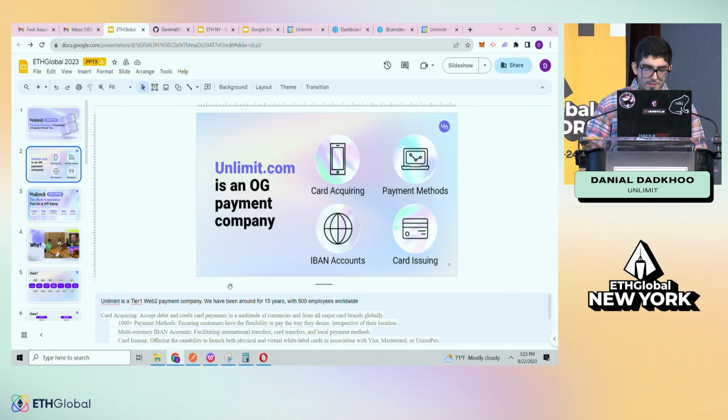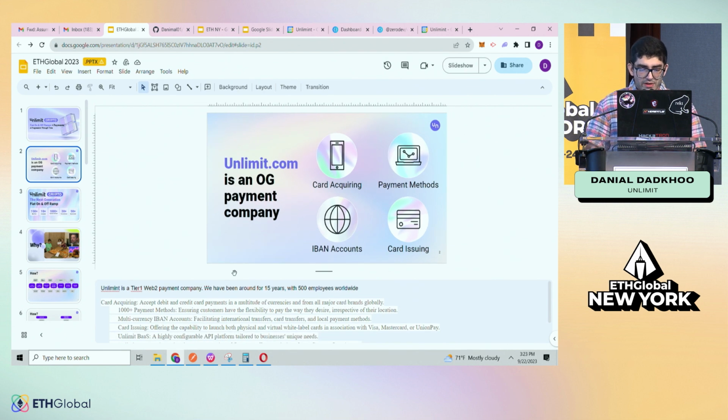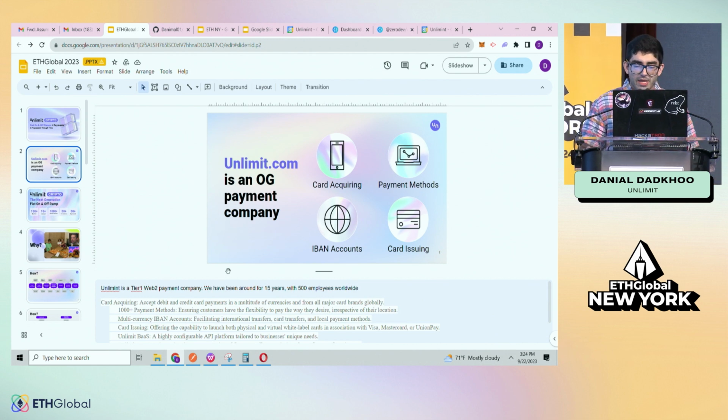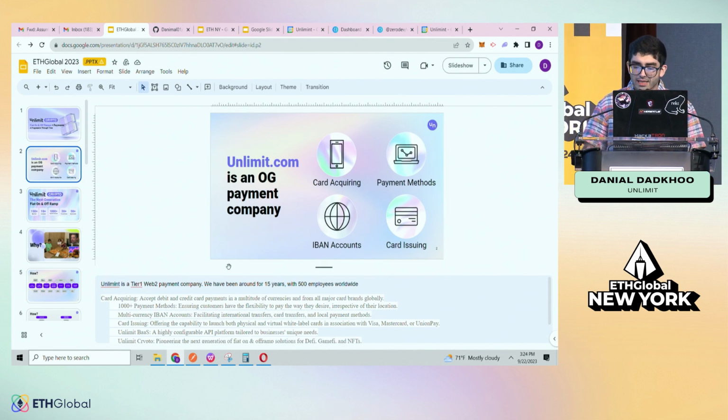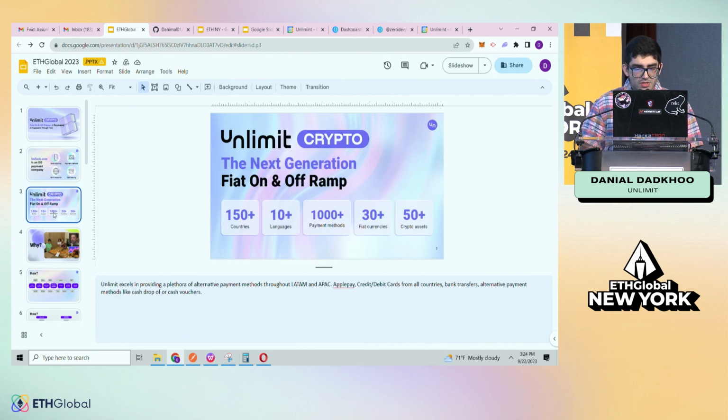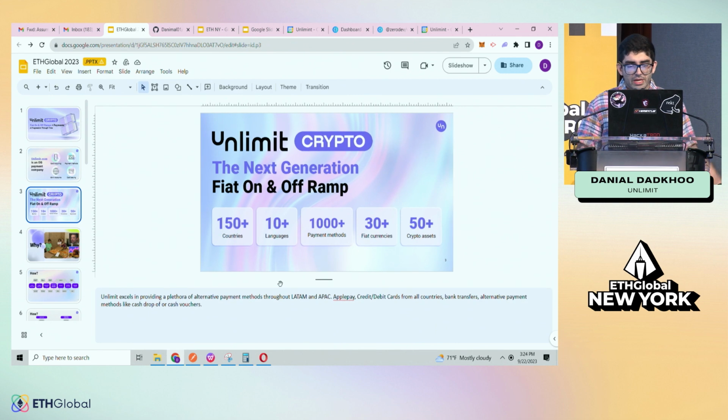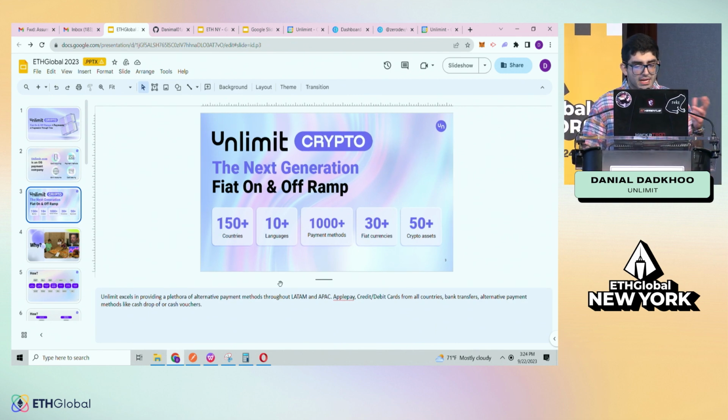So we do card acquiring. So we accept debit and credit card payments in a bunch of currencies. We have a bunch of alternative payment methods, also your classic Apple Pay, cards, banking rails. We do card issuing. And yeah, we also have a full stack BaaS solution. So this is just an example of what I was talking about. We have over 150 countries, many languages, a bunch of payment methods.